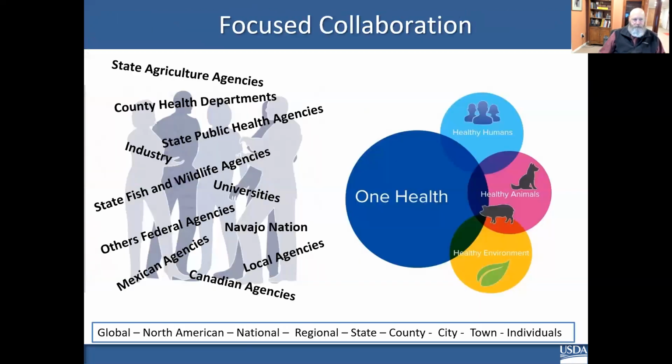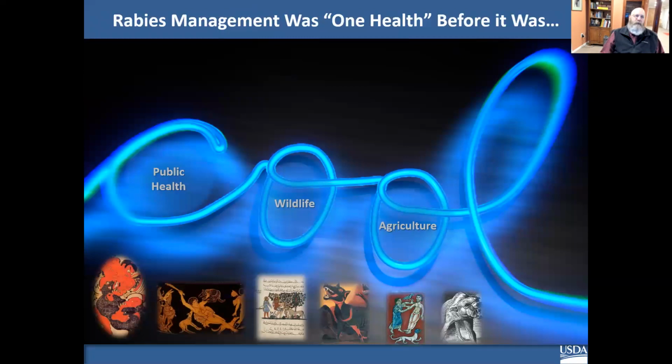It has also required focused collaborations with state agencies, state agriculture, state fish and wildlife, state health departments, but also with industry and universities, and with our colleagues in Canada and Mexico along the borders to effectively manage. And really, we're sort of dealing with One Health before it was cool, because we had to work with wildlife health and agriculture for a very long time to implement this program.